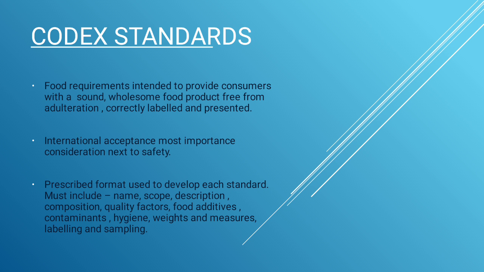Now, what are Codex standards? The food requirements intended to provide consumers with a sound, wholesome food product free from adulteration, correctly labeled and presented. International acceptance is most important, considered next to safety. The prescribed format used to develop each standard must include name, scope, description, composition, quality factors, food additives, contaminants, hygiene, weights and measures, labeling and sampling.